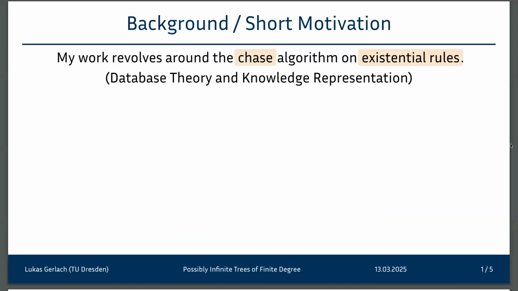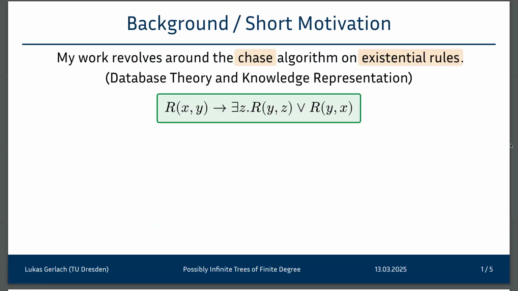So a little bit of background, short motivation, maybe also a bit of a disclaimer, because all that we're going to see is tailored very much towards the purpose that you're going to see here. I'm working with something called existential rules, and the chase, it's not important what it really is, but rules look something like this. This is just logical implications, and it says something like if you have an Rxy, then there should exist a z such that you have Rxz or you have Ryx.